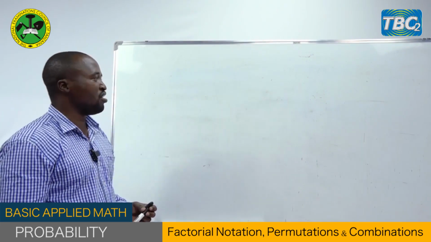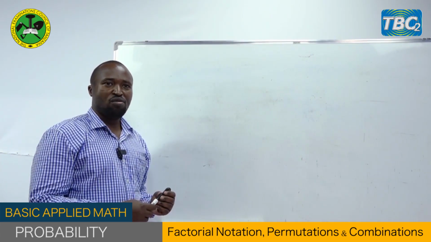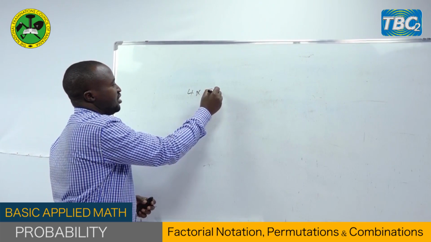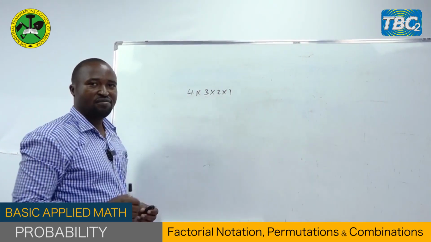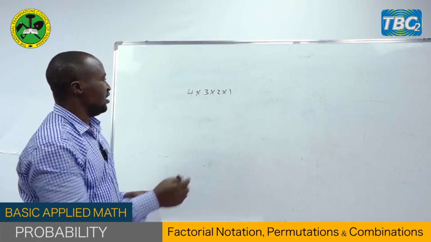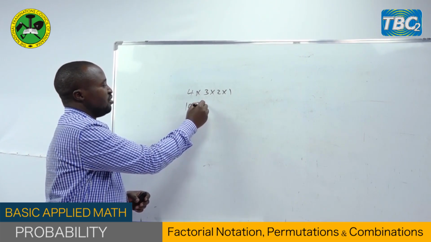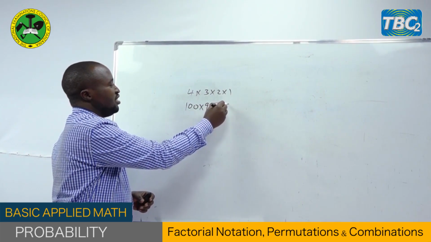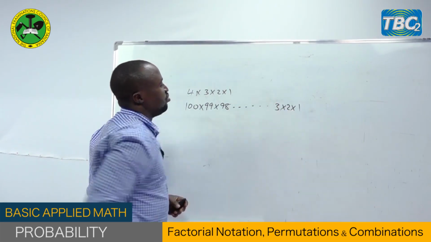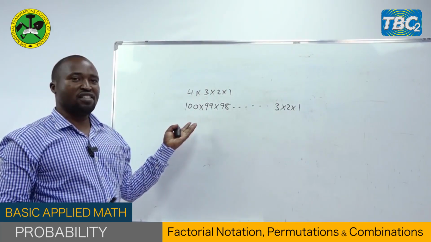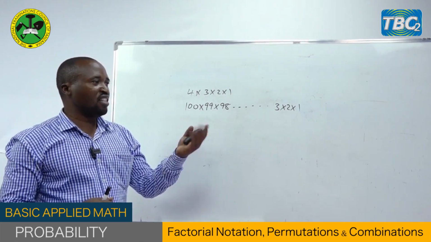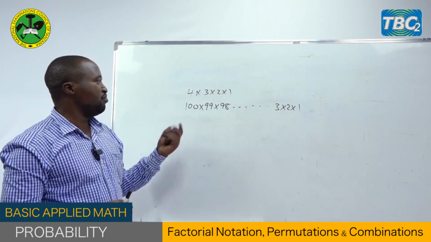Consider the product of numbers which descend, like 4 times 3 times 2 times 1. And again, suppose you have a longer product of numbers, like 100 times 99 times 98, then they proceed up to 3 times 2 times 1. Now, to write a long product of numbers like this one is tedious work. But by using the concept of factorial notation, we can simplify the work.